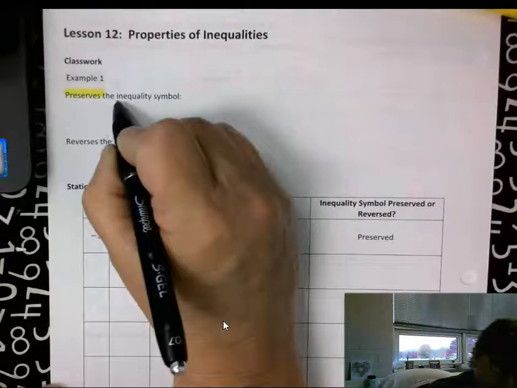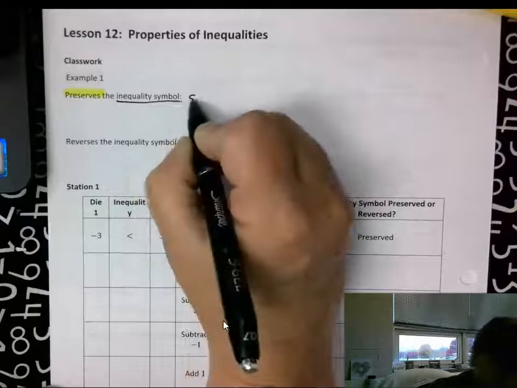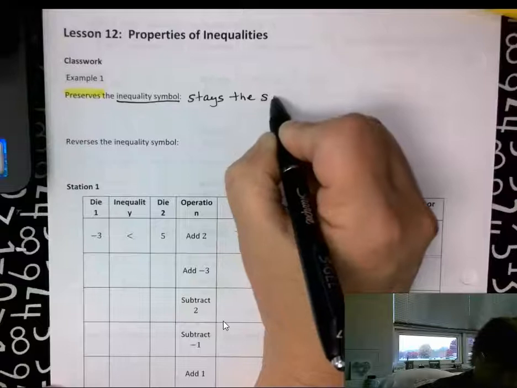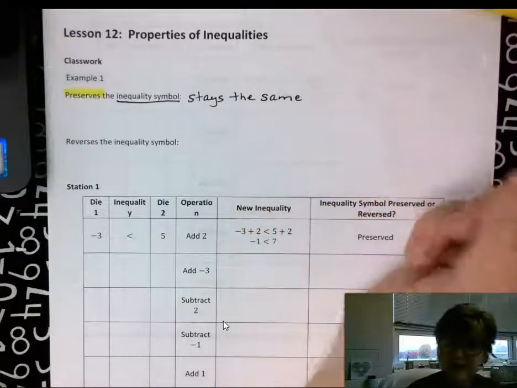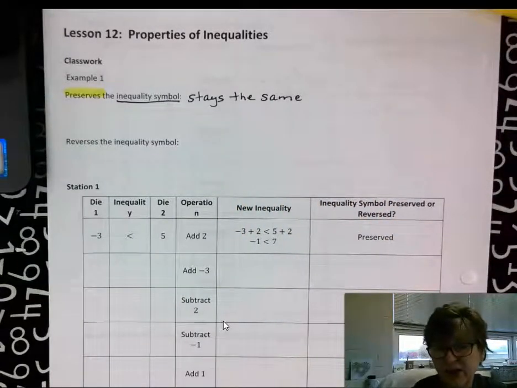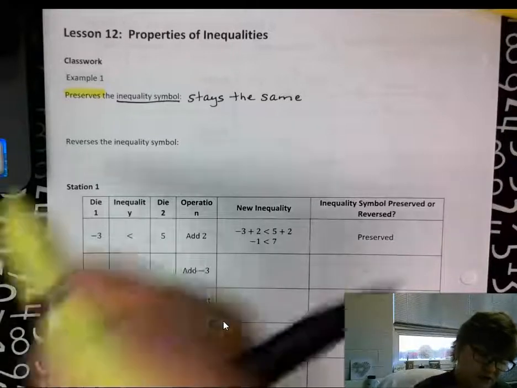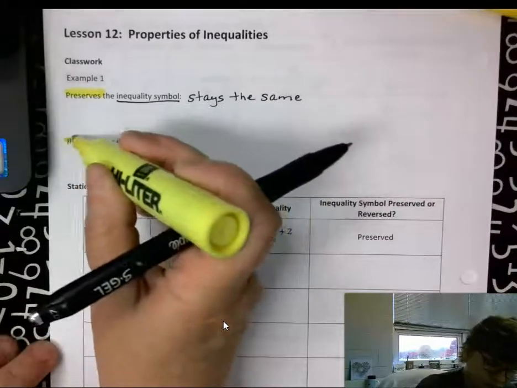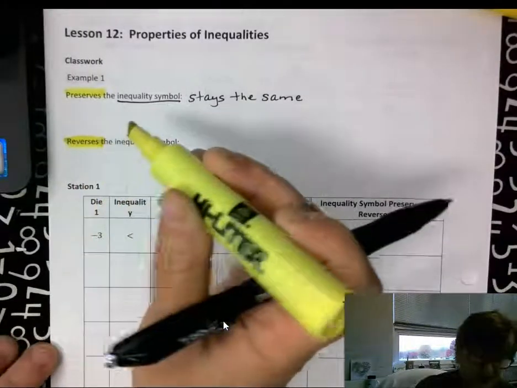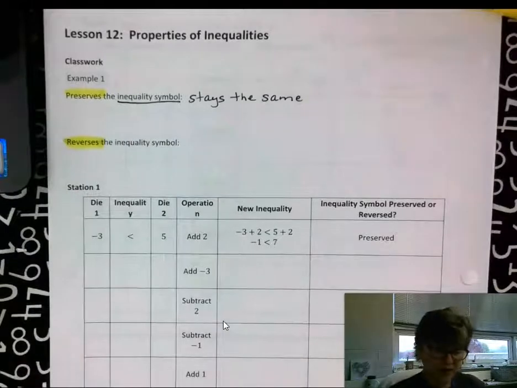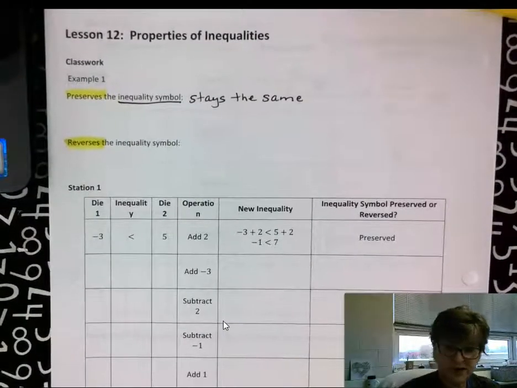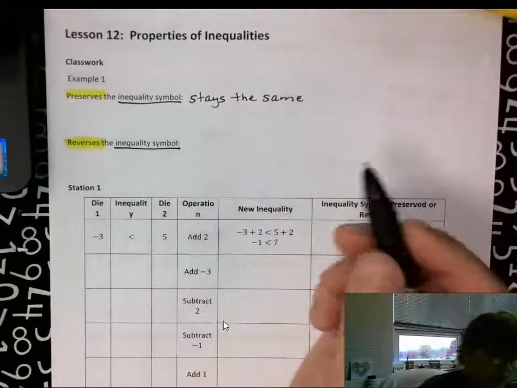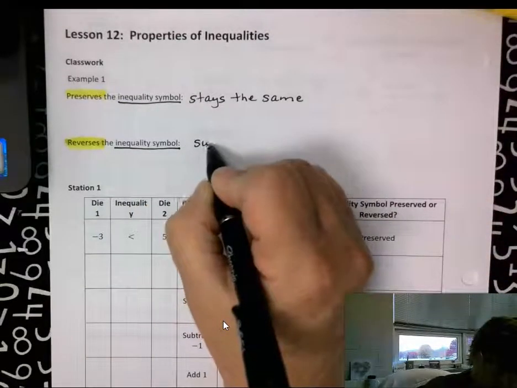So the inequality symbol stays the same. And we're going to look at exactly what that means and kind of dig into that a little bit more. And so if preserve means that the inequality symbol stays the same, what does it mean to reverse it? Think of a car. If I'm going forward and I reverse it, what direction? So here, the inequality symbol actually switches.